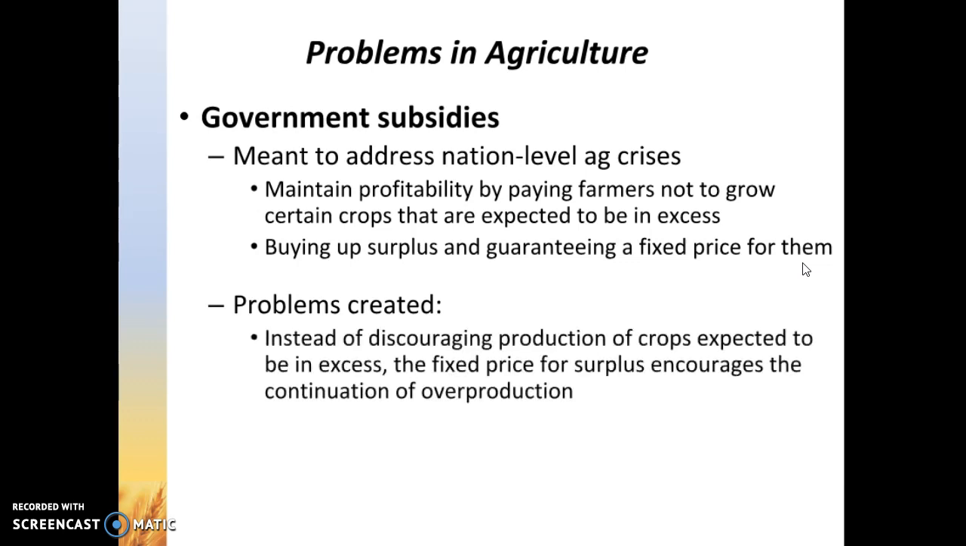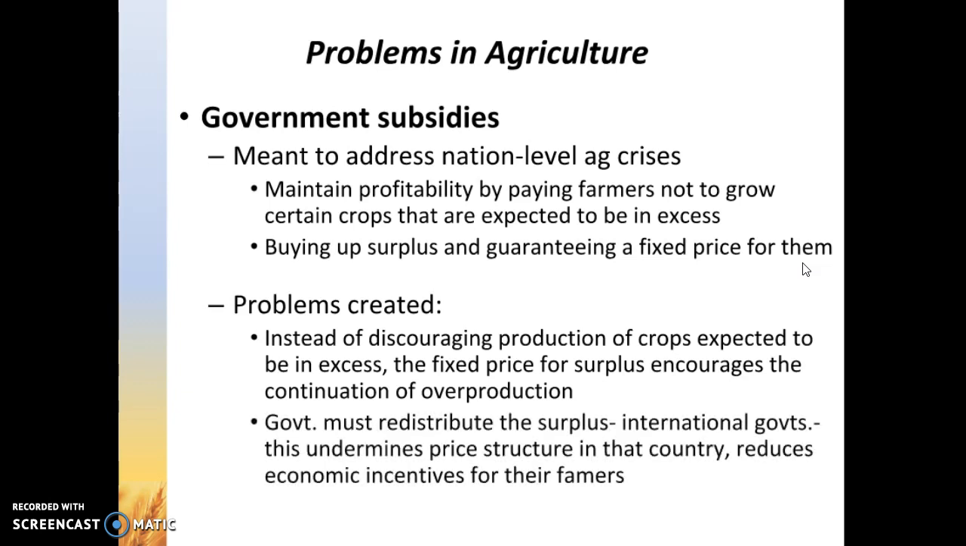The problem that's created is that instead of discouraging production of crops that are expected to be in excess, they know that there's already going to be a fixed price for surplus. So therefore, why not just keep farming what you normally do? You don't have to learn a new trade. You don't have to use new machinery. And you know that if we show up and there's tons and tons of crops, the government's going to buy it off of you anyways.